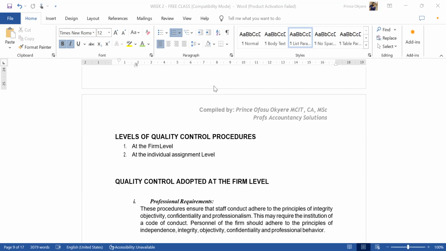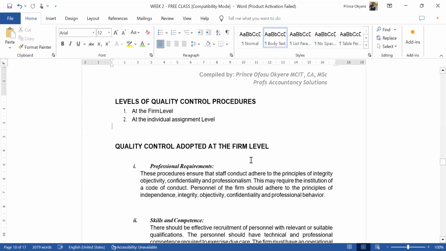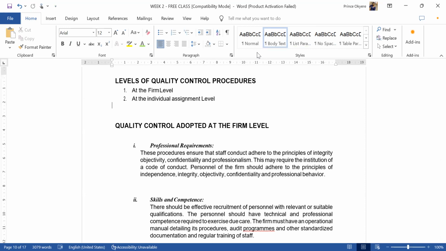Okay. So moving on. Let's look at quality control at the firm level. So here we can pick a practicing firm, let's say GRA or AB and Co and Associates. It's a firm of tax practitioners. Now, you need to maintain quality at the firm level.